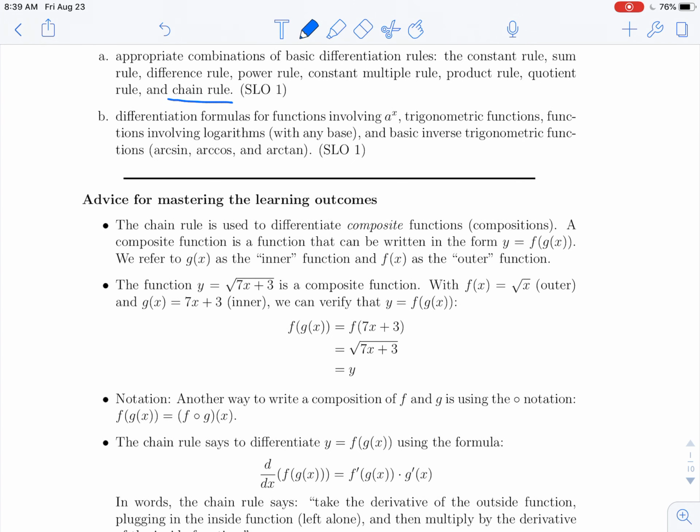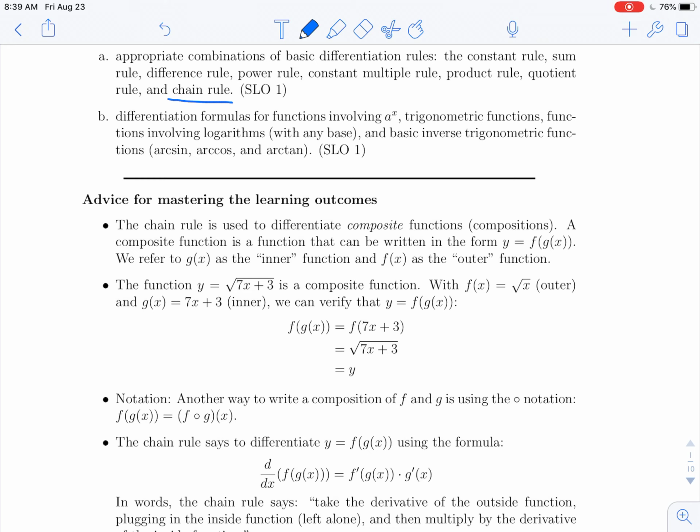Advice for mastering the learning outcomes. The chain rule is used to differentiate composite functions, meaning compositions. A composite function is a function that can be written in the form y equals f of g of x. We refer to g of x as the "inner function," and f of x as the "outer function."